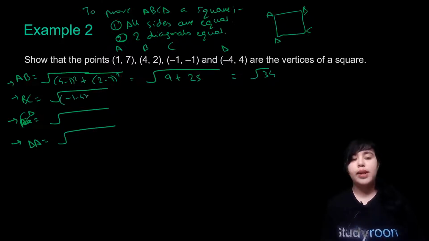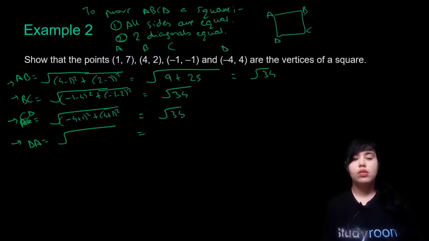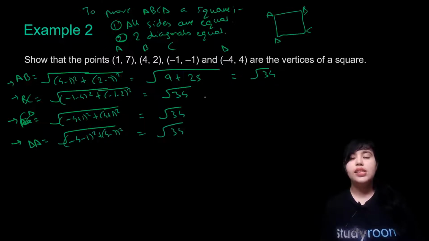This should be minus 1 minus 4 whole square plus minus 1 minus 2 whole square, which will again be root 34. Tell me what you're getting for the other two sides. Okay, I'm on the last side. So we have minus 4 minus 1 whole square plus 4 minus 7 whole square. Now all these distances are coming equal to root 34 units.